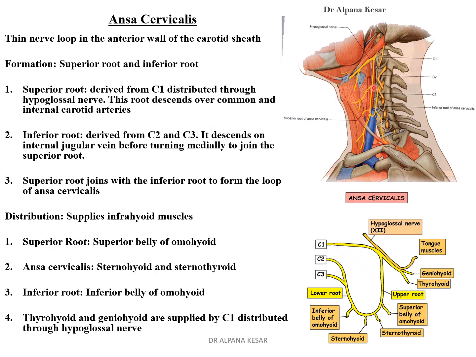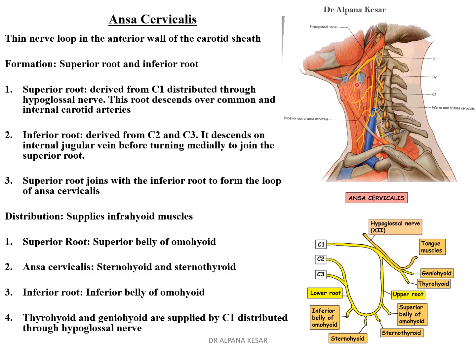The superior root gives a branch that will supply the superior belly of omohyoid, and the inferior root will give a branch that will supply the inferior belly of omohyoid. The loop of Ansa cervicalis gives two branches that supply the sternohyoid and the sternothyroid muscles.